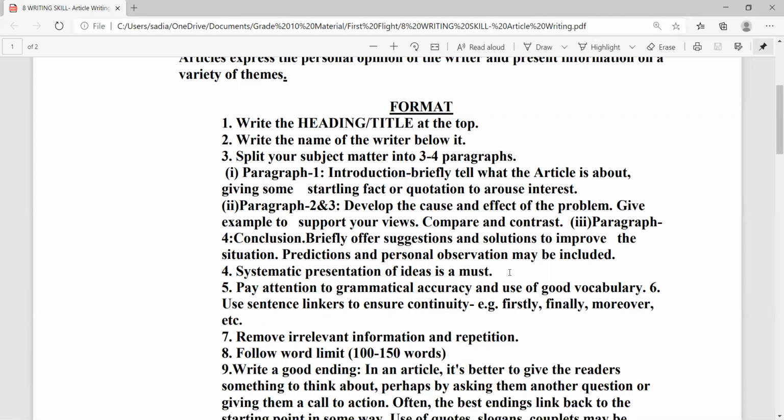That means you propose something, you cite something, you give a proposal, suggestion, and you cite examples and ideas supporting it. Pay attention to grammatical accuracy and use of good vocabulary. Grammatical accuracy is very important. For example, sentences beginning with a capital letter, ending with a full stop, wherever you have to use punctuation, comma, colon, and semicolon. If you know how to use it, kindly go ahead and use it because it is as per the required standards of grade 10 CBSE that you should use colon and semicolon.